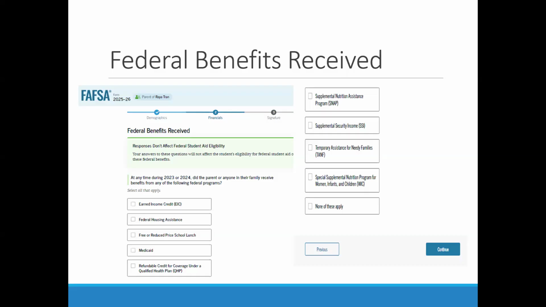Just a note on the free or reduced price lunch. This would only be for families that would meet the criteria of receiving reduced or free lunch. Some schools or districts are free or reduced price lunch district-wide or school-wide, but only click this if your family would meet the criteria for receiving that.